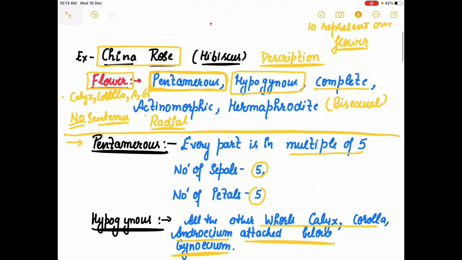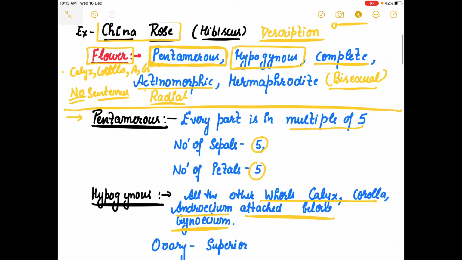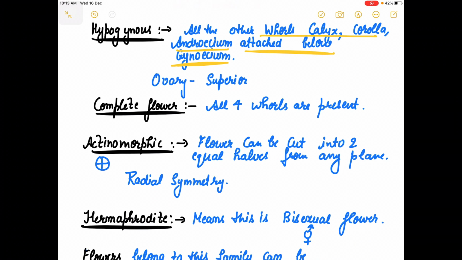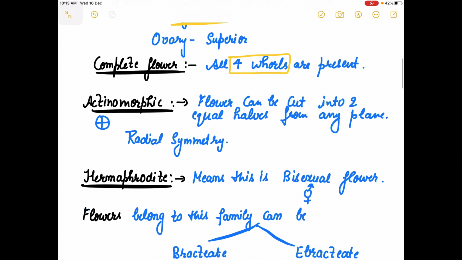So one thing is complete: our flower from the Malvaceae family is pentamerous, hypogynous, actinomorphic, complete, and bisexual. Complete flower means all the four whorls are present. Actinomorphic means when you cut the flower into two halves from any plane, it gives rise to symmetry. You can cut it into halves from any plane, radial symmetry. So whenever the flower is actinomorphic, this sign is used to represent it.